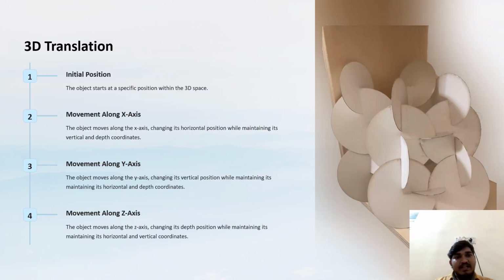Let us see about the 3D translation. We have initial position. The object starts at a specific position within the 3D plane. Movement along the x-axis. The object moves along the x-axis, changing its horizontal position while maintaining its vertical and depth coordinates. Movement along the y-axis. The object moves along the y-axis, changing its vertical position while maintaining its horizontal and depth coordinates. And coming to the movement along the z-axis. The object moves along the z-axis, changing its depth position while maintaining its horizontal and vertical coordinates as constant.